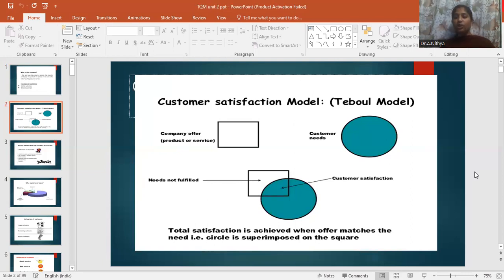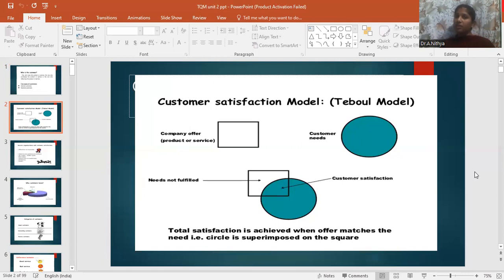Customer expectations are ordinarily increasing nowadays, and hence quality cannot be static. To delight the customers, it is necessary for the organization to understand their expectations and needs through the proper channel.